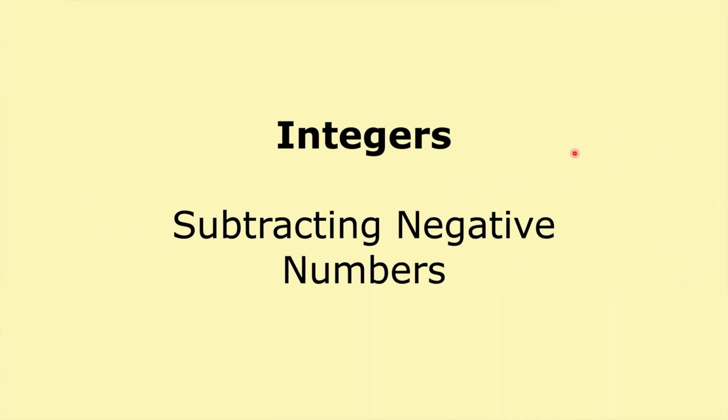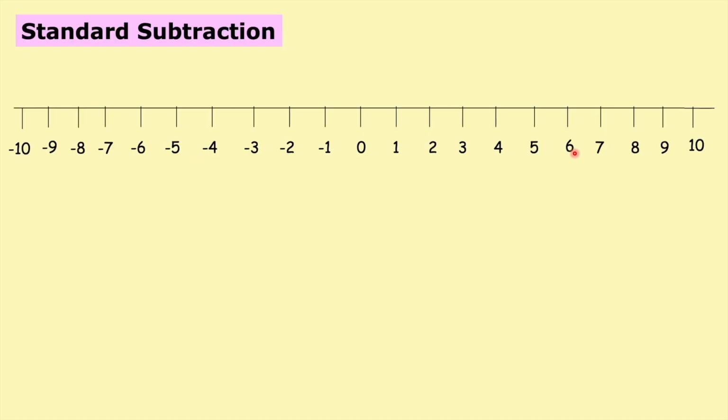So we're going to be continuing with integers today, and we're going to be looking at subtracting negative numbers. Okay, so let's just look at standard subtraction and how it's represented on a number line. We're going to be calculating 9 subtract 4. Of course, you will absolutely be able to answer this question, but I just want to demonstrate, just like you would have gone over previously, what that looks like on a number line.